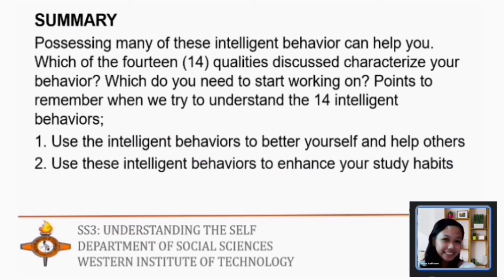Use these intelligent behaviors to enhance your study habits. In every circumstance that we face, having these 14 intelligent behaviors leads you to a better path. When a person shows or manifests the said 14 qualities that we discussed, then we can say that he or she is behaving intelligently. So, make use of these 14 intelligent behaviors in a good way. And if ever you're not behaving intelligently enough, take your time and figure out what steps you would take for you to have those intelligent behaviors.